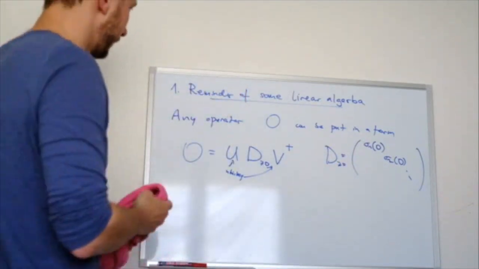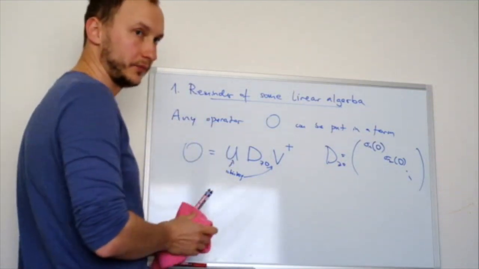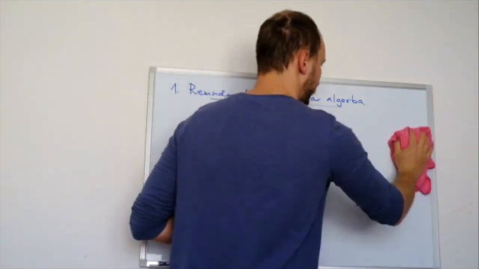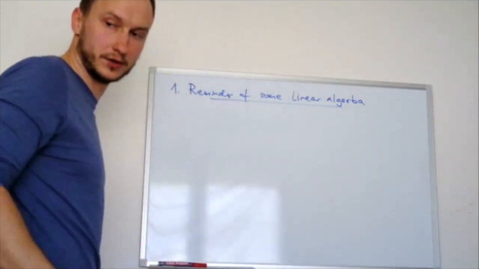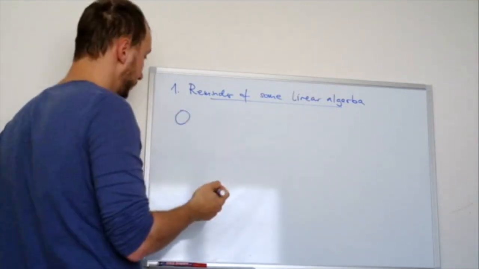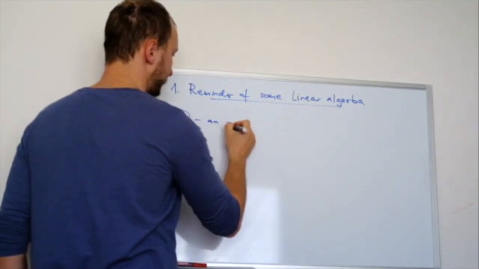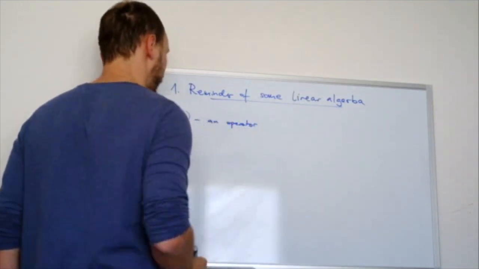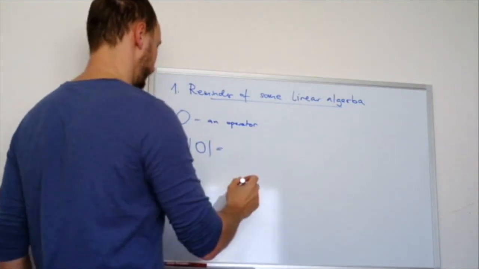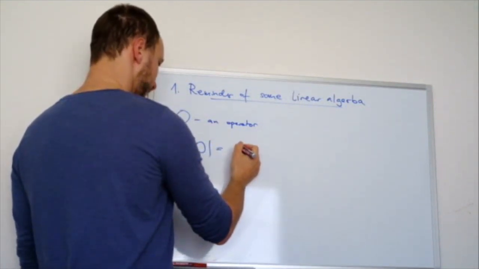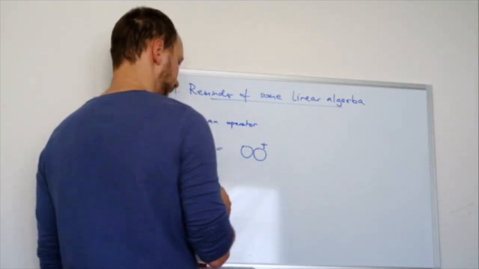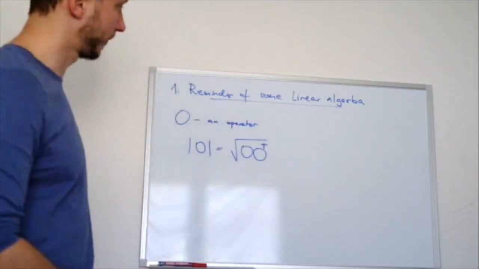Okay, nice. Now with this, we can define an operation on the operators, which is the absolute value. So let's take our operator O, which is not necessarily Hermitian, an operator or a matrix, and we will define the absolute value operator to be the following thing. We take O multiplied by its adjoint and we take a square root.